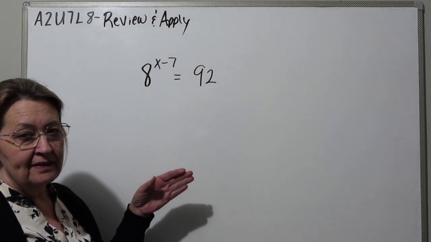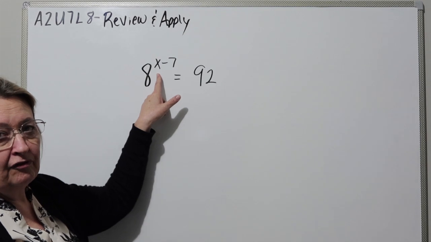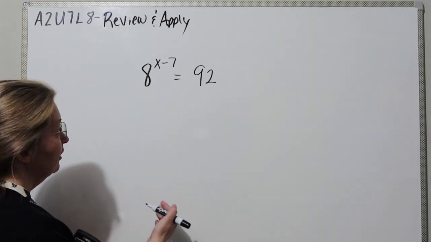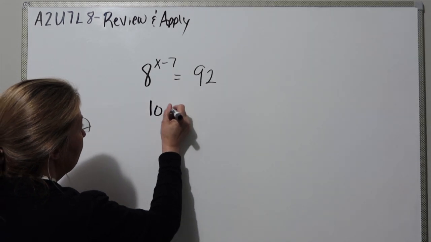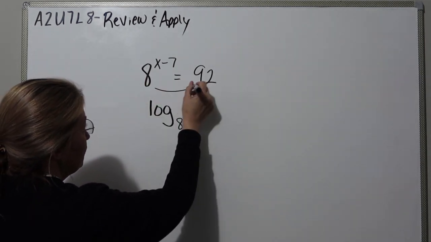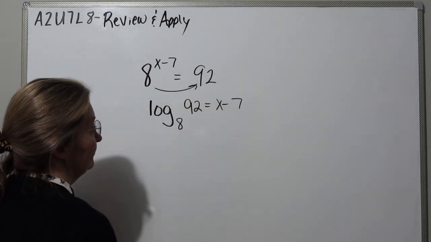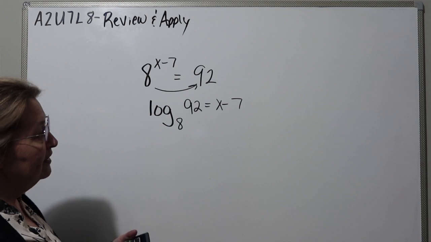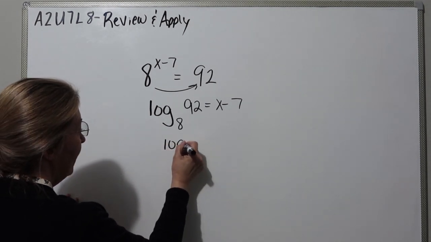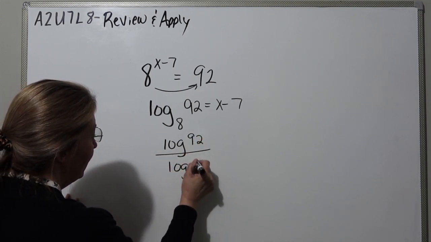Once again, analysis. Exponential problem because I have a constant base and a variable exponent. I'm going to go with my converting an exponential into a log. So I have log of, here's your base 8, swing over here to 92 equals x minus 7. Now, let's evaluate this in the calculator. Once again, going to my change of base.